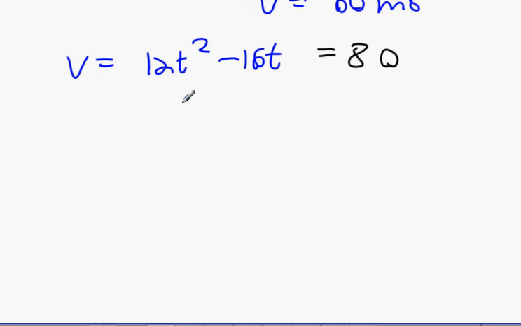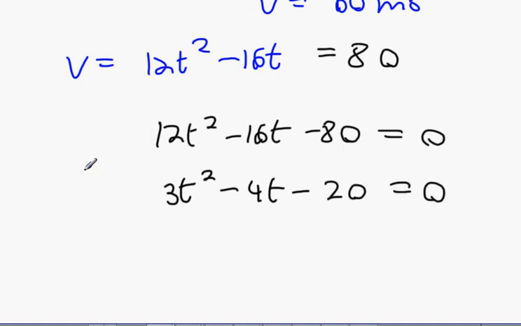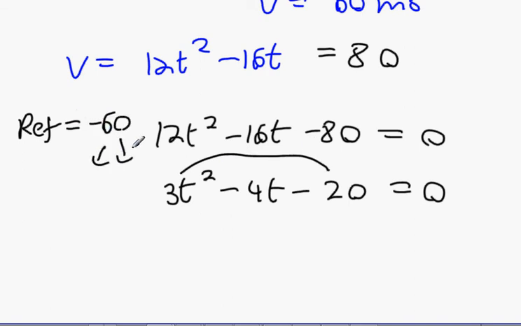And then we get 12t squared minus 16t minus 80 equals 0. We're going to divide by 4, and what we get is 3t squared minus 4t minus 20 equals 0. I do this a different way. I use the reference number method. So you just solve that quadratic equation.